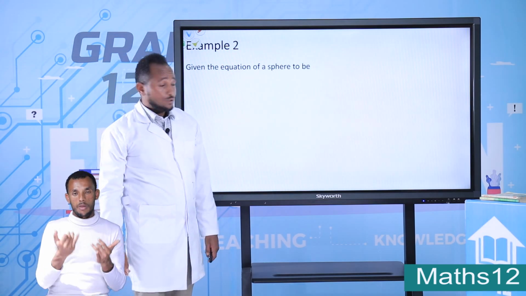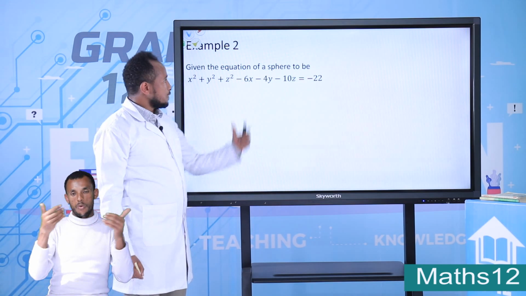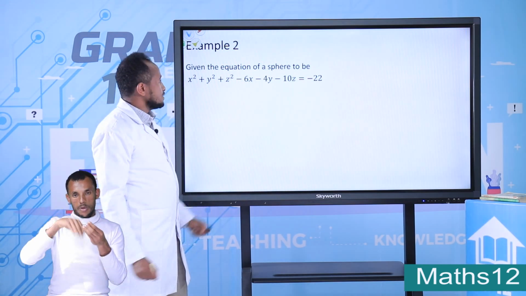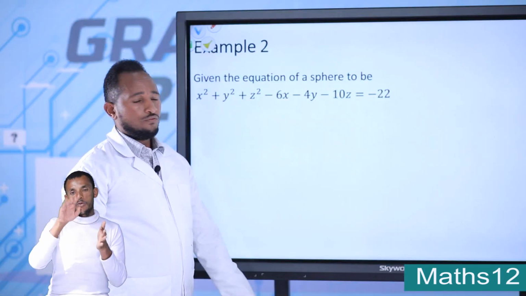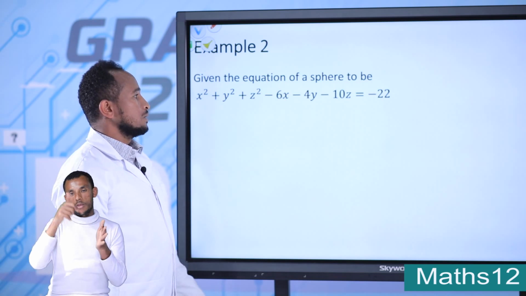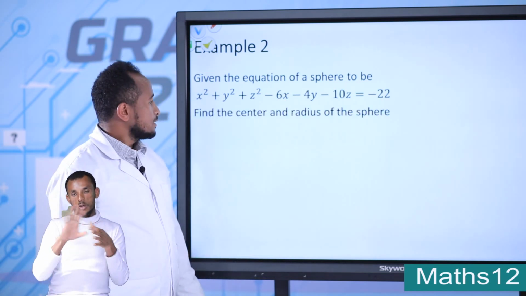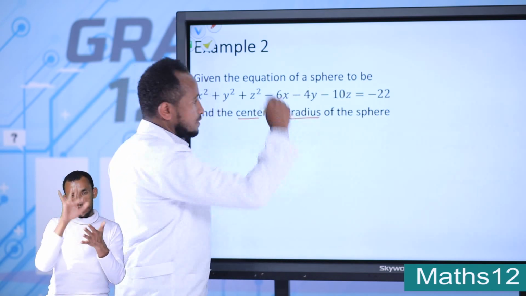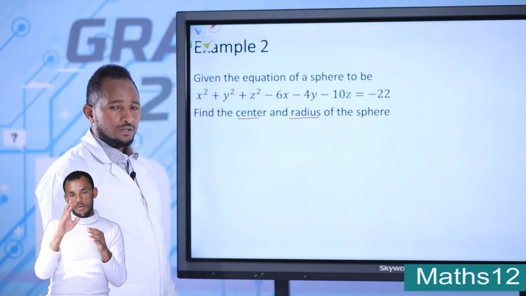Now let's see this one. Given this equation, it's the equation of a sphere: x squared plus y squared plus z squared minus 6x minus 4y minus 10z is equal to negative 22. From this equation of a sphere, please try to find the center and the radius of the sphere.